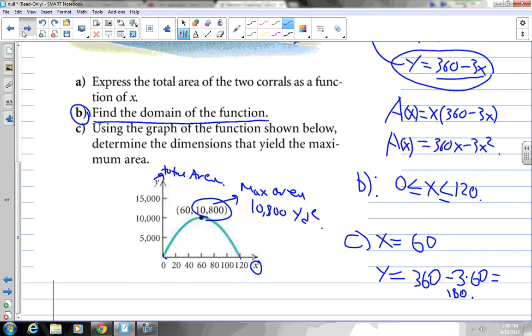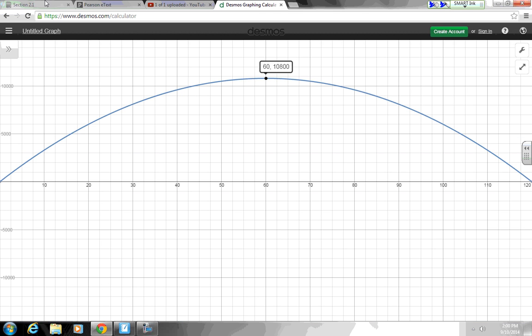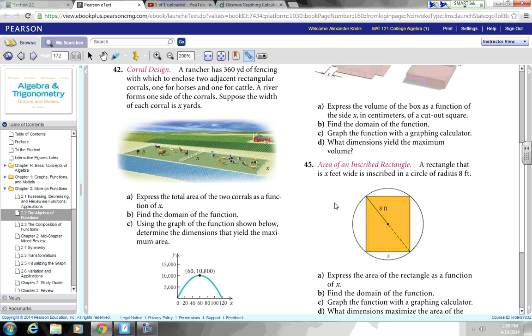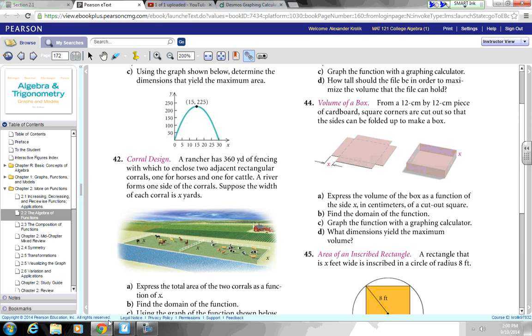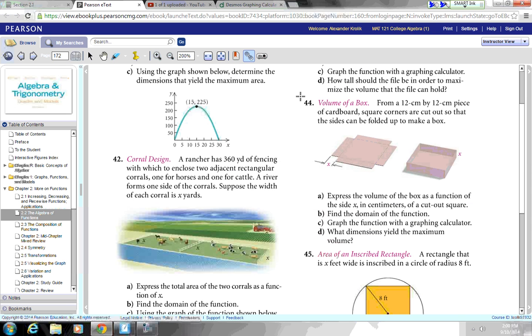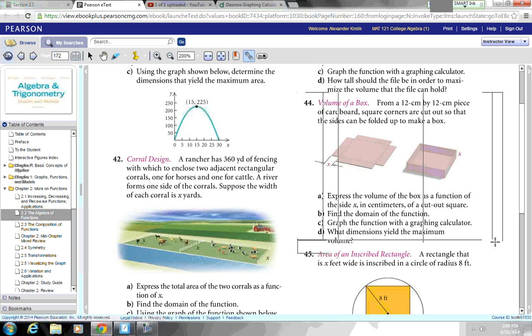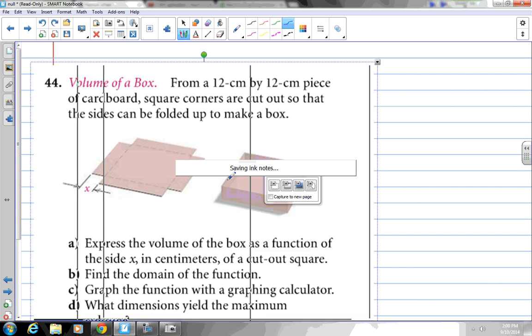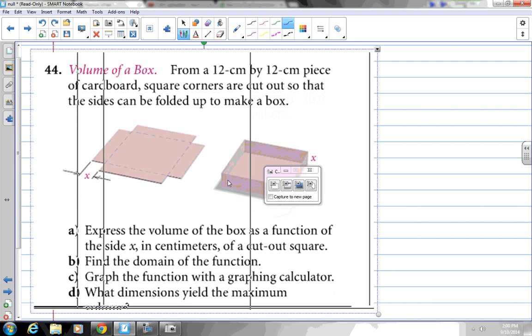Let's do another one. Let's build a box. I should be able to read this. It's a little messy now. Can you read this?